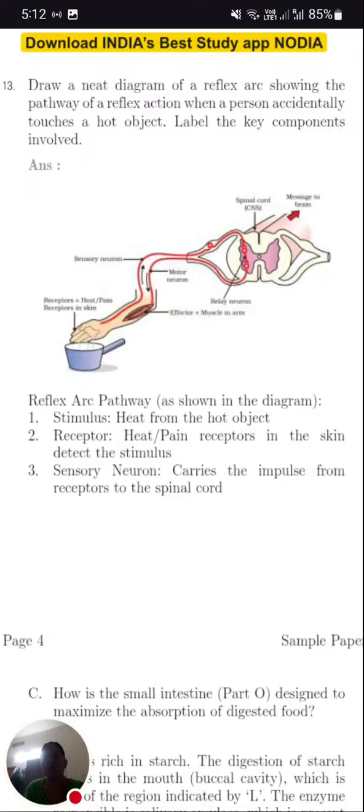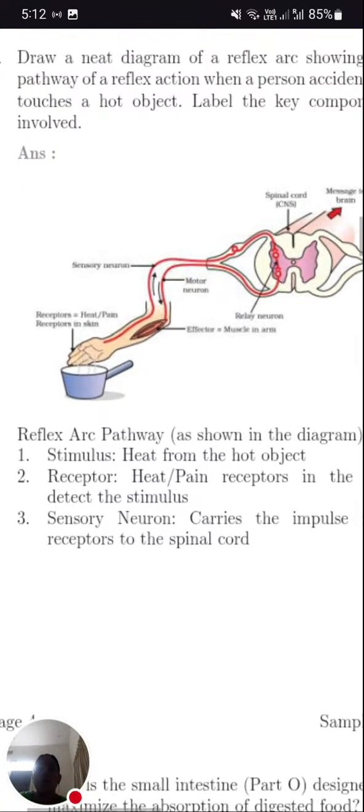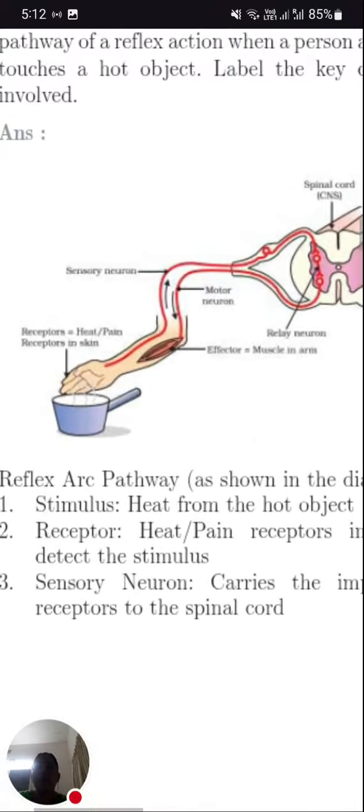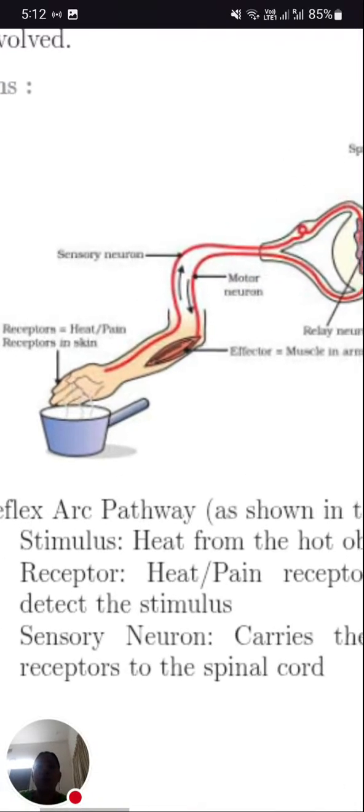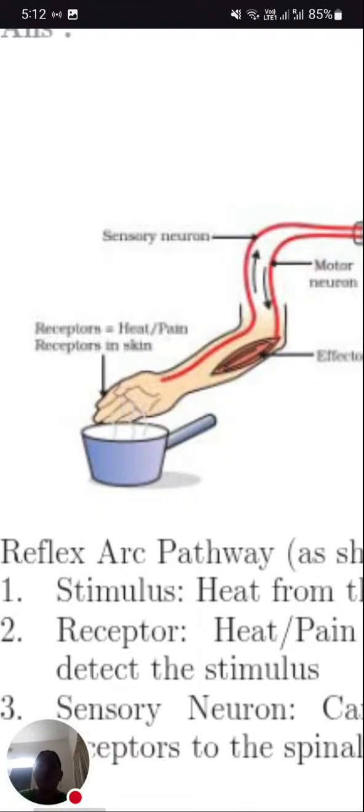Here the question is we need to show the reflex arc. The reflex arc starts from the sensory nerve and ends with the motor nerve. The first one, receptors in the skin. When a person is touching a hot bowl, the receptors present in the skin will receive the information and send it to the sensory nerve. First you need to draw the arc. If you are not making the complete hand, just make the receptors present in the skin. Labeling is important. Receptors of the skin pass the signal to the sensory neuron.